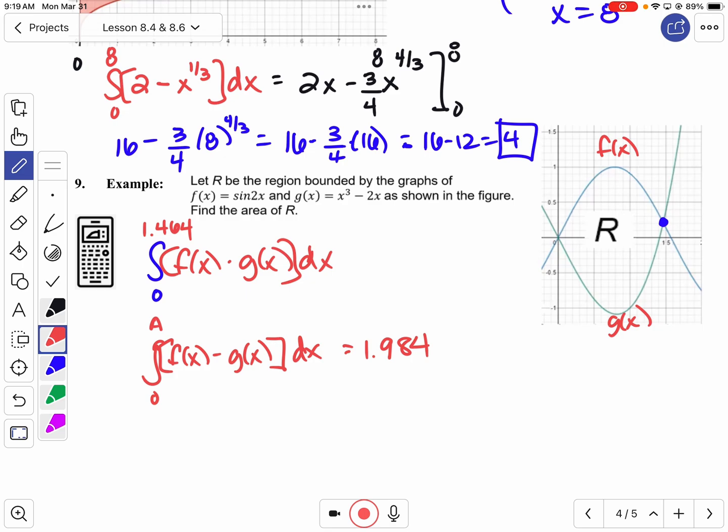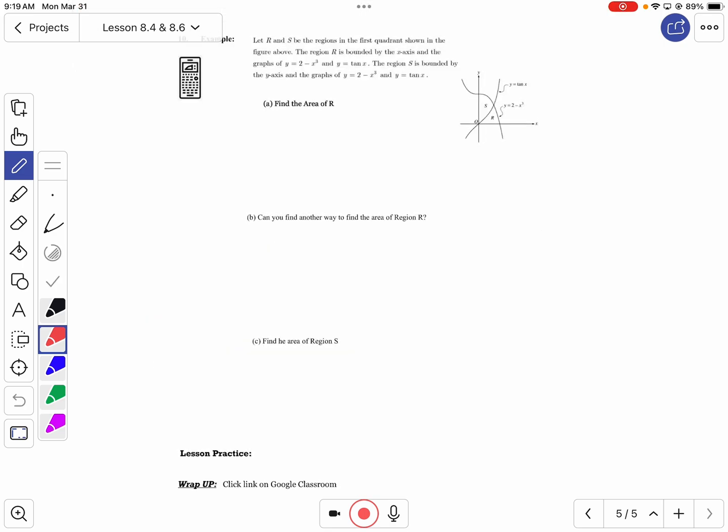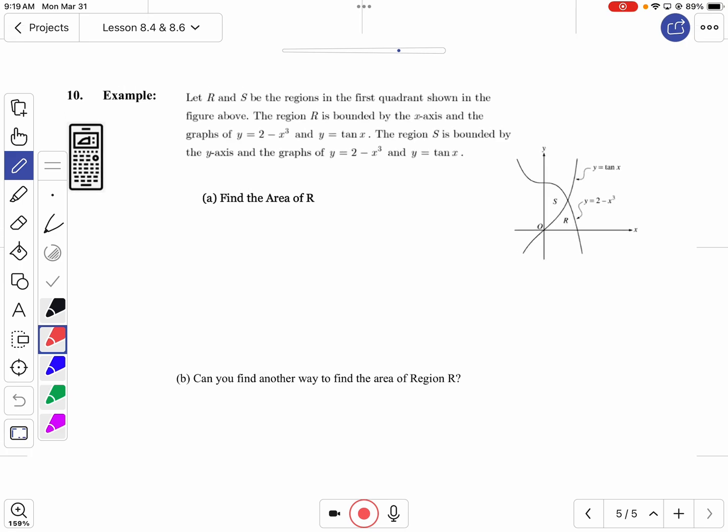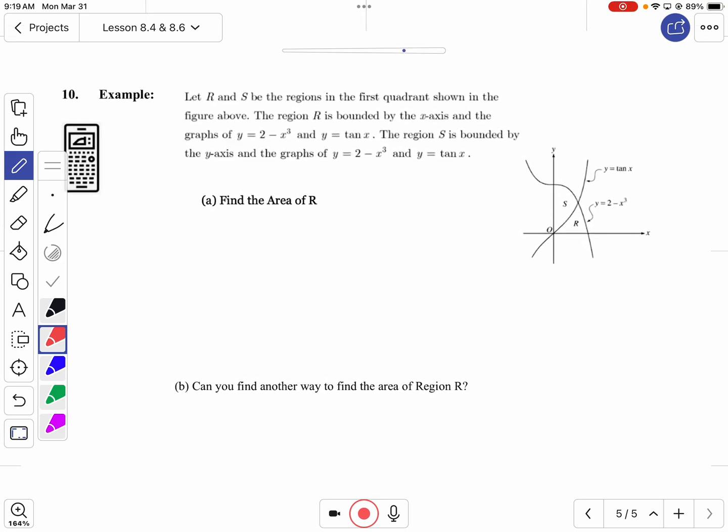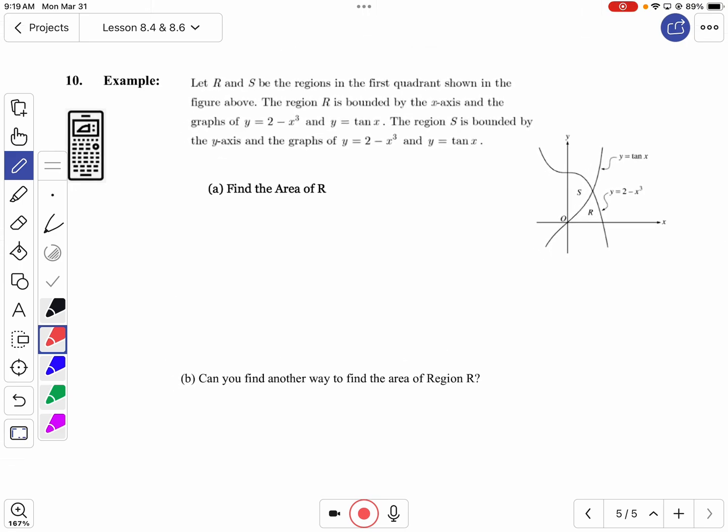All right. Last page, best page. So you take a second and see what you can do with A. Let's just do A. Find the area of R. It is calculator active, the whole thing.